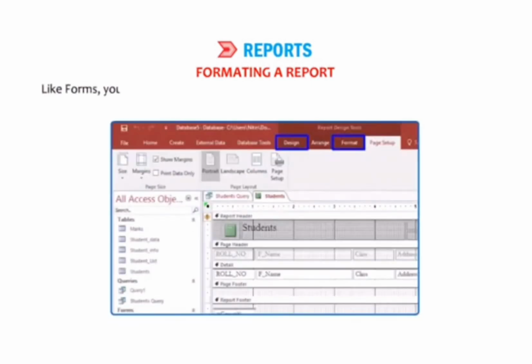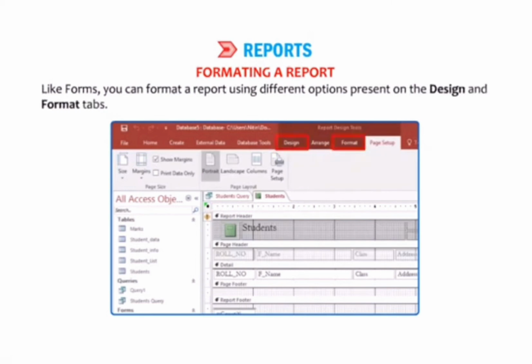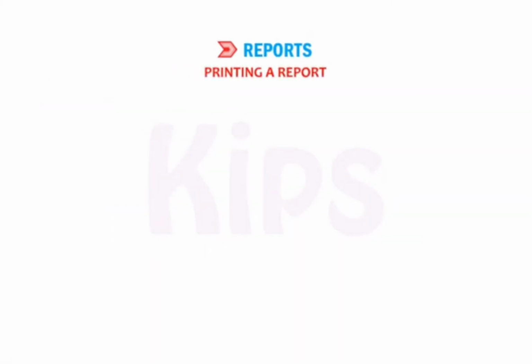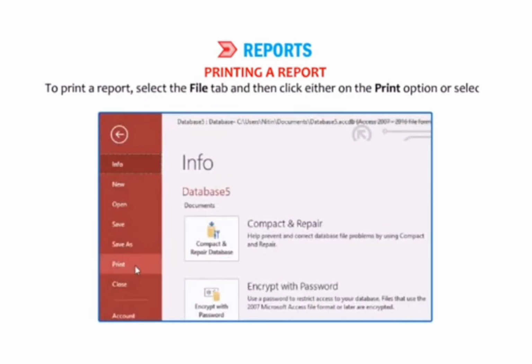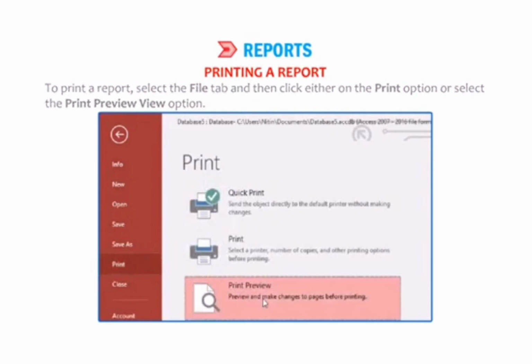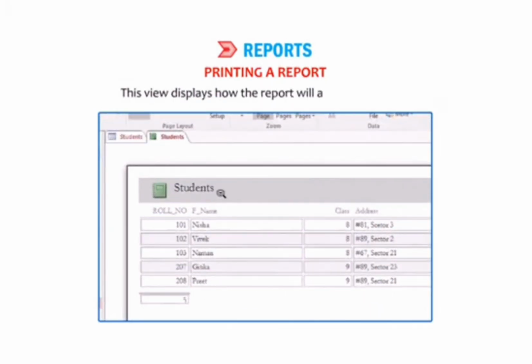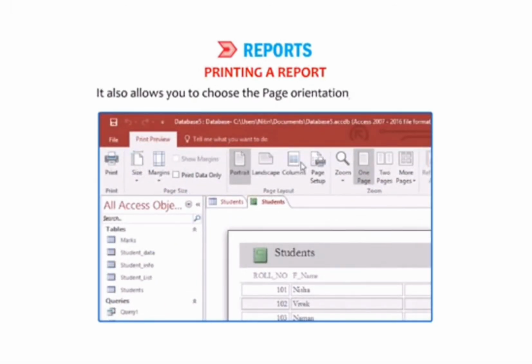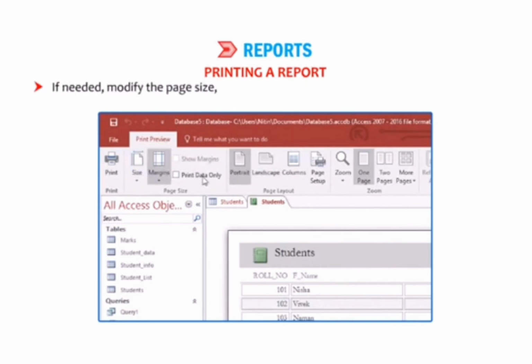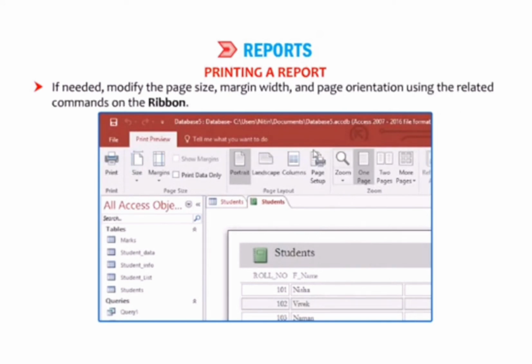Okay students, let us learn how to format a report. Like forms, you can format a report using different options present on the Design and Format tabs. Printing a report. To print a report, select the File tab and then click either on the Print option or select the Print Preview View option. This view displays how the report will appear on a page. It also allows you to choose the page orientation, page setup, etc. If needed, modify the page size, margin width, and page orientation using the related commands on the ribbon.